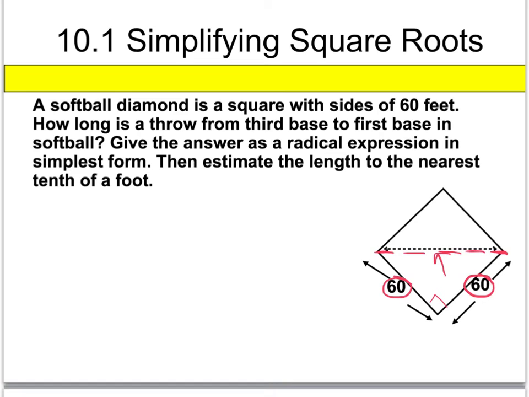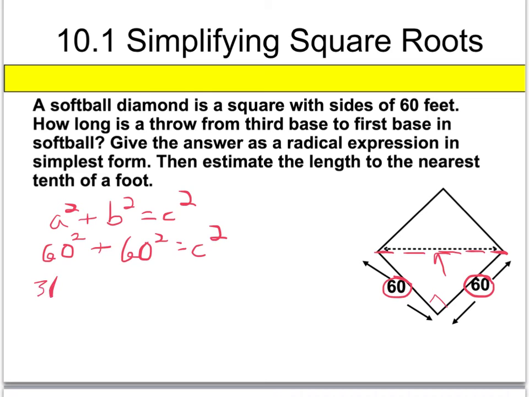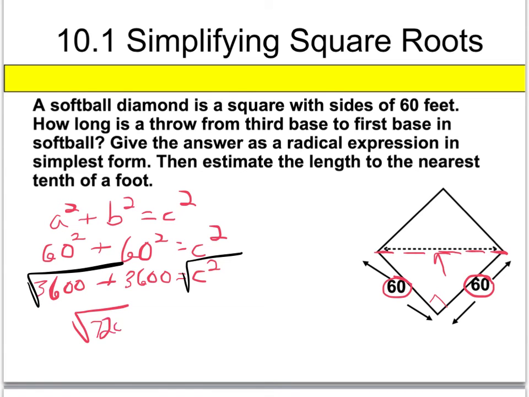So, again, using Pythagorean theorem of a squared plus b squared equals c squared. Okay, plugging in what you know, 60 squared plus 60 squared is equal to c squared. And when we get this, we get 3600 plus 3600 is equal to c squared. We need to square root everything. So we know that the square root of 7,200 is equal to c.